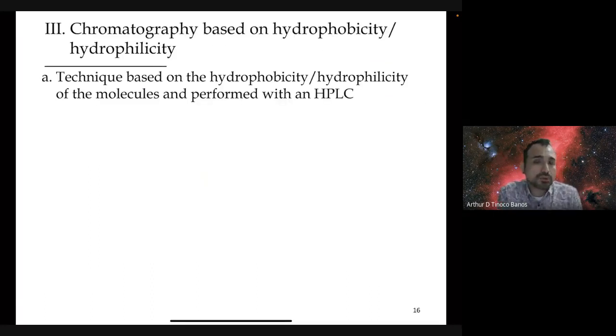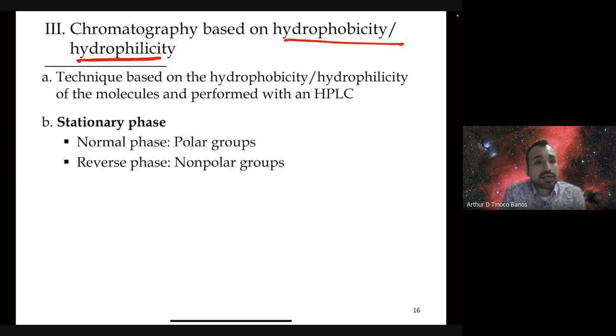Another popular type of chromatography is one that's based on hydrophobicity and hydrophilicity. Here we're looking at the hydrophobicity and hydrophilicity of the molecules. In our stationary phase, we can have two different forms. We're applying high performance liquid chromatography.